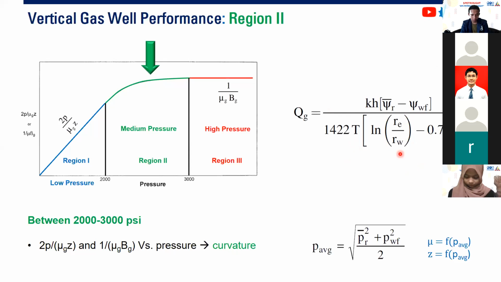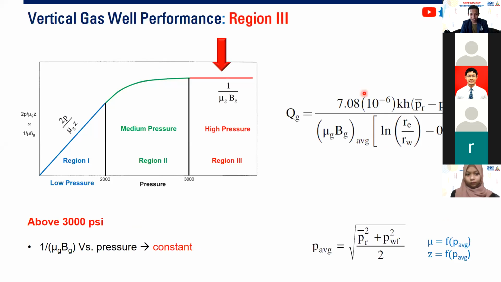rw, the wellbore radius, you can ask the drilling engineer, and you have to know the radius of the wellbore. And skin, you can predict that. You can do pressure transient analysis. It's easy, provided that you have all the data.